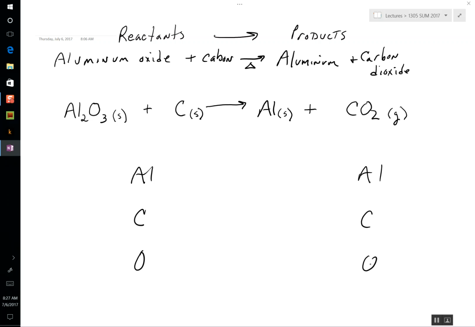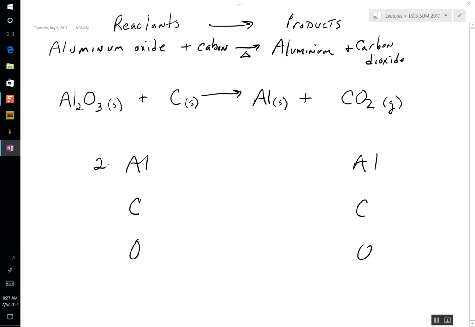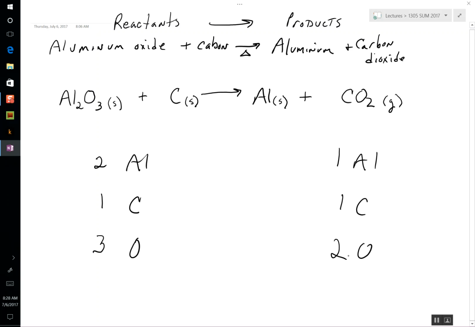So you look at this and you see you've got two aluminums, one carbon, and three oxygens. How am I getting that? Well, in Al2, that 2 refers to two aluminums represented here. There is only one carbon, and there are three oxygens. And on this side of the equation, I've got one aluminum, one carbon, and two oxygens, CO2. With me? John, you with me? I've got two oxygens. It's out of balance.